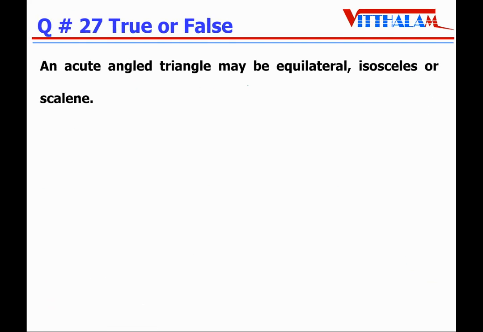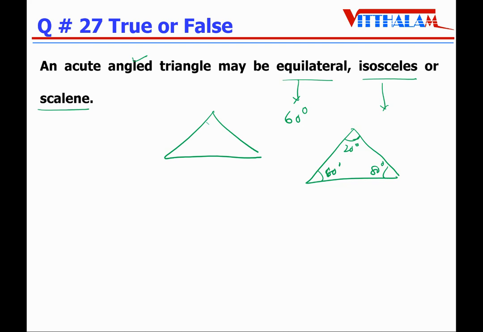An acute angle triangle may be equilateral, isosceles, or scalene. Equilateral, 60 degree. Yes, it is acute angle. Isosceles, two sides are the same. We can say two angles are 80 degree, and then 80 plus 80, this is 20 degree. So it's possible. Scalene, that's also possible. Say this is 40 degree, this is 50 degree, this is 60 degree, this is 70 degree. So that is also possible. So it's true. Next.